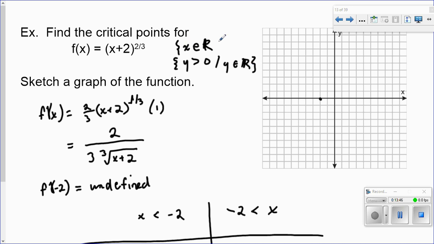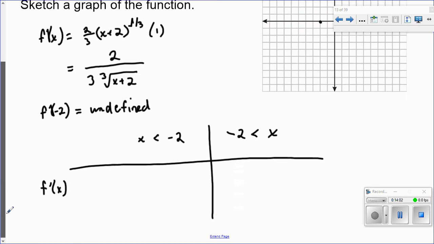And that's because of this 2/3 exponent, I take the third root first. I can take the third root of a negative number, and then I square it. So I'm always going to have a non-negative value for y here, no matter what my x is. So we're beginning to think we know what this maybe looks like. Let's figure out the sign.